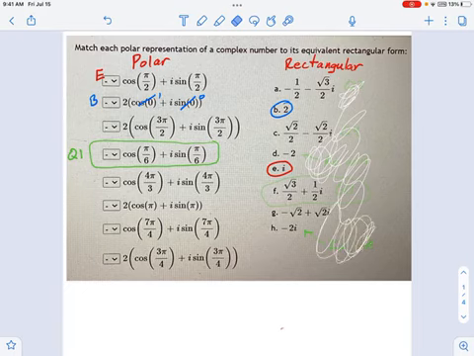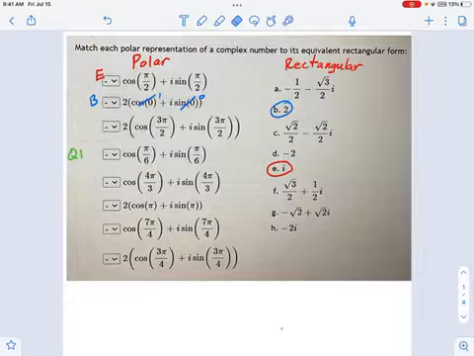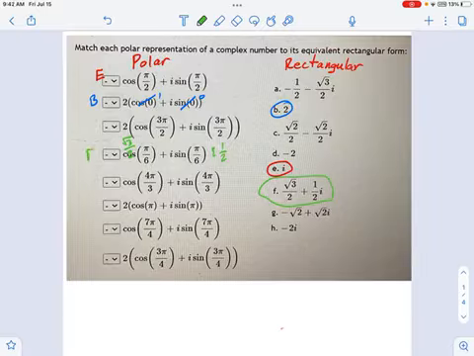I would just go through here and take those angles, use your unit circle expertise that you've worked on for so long, and do things like this. Say, oh, pi over 6. Cosine of that is radical 3 over 2. And i sine pi over 6, that's going to be equal to i times 1/2. Okay, and then you can quickly narrow these things down that way.